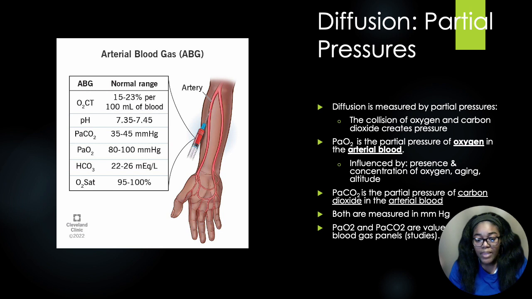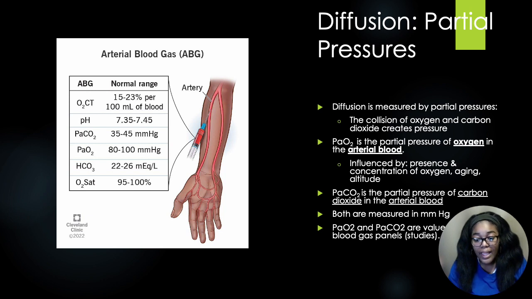So when we look at PaO2 as indicated on this chart, that is the partial pressure of oxygen in the arterial blood. It normally has a level of 80 to 100 millimeters of mercury, and it can be influenced by the presence and concentration of oxygen. So you may see some variances in individuals that have oxygen therapy, or environmentally, people in higher altitudes. You'll see some variations in the partial pressure of oxygen in the arterial blood. And you may even see variations in individuals that are aging, due to their systems not necessarily working as well as they used to when they were younger.